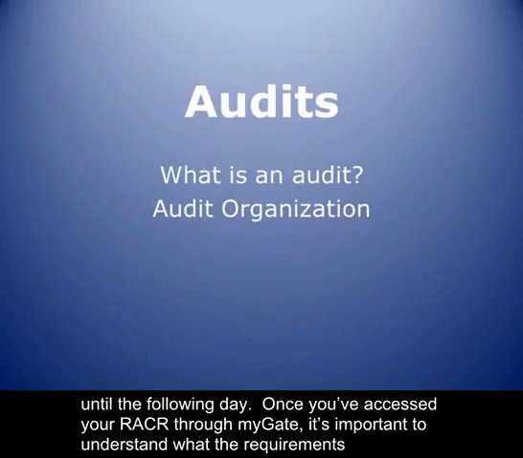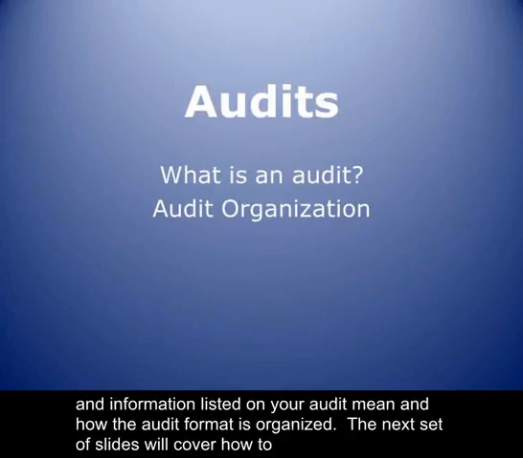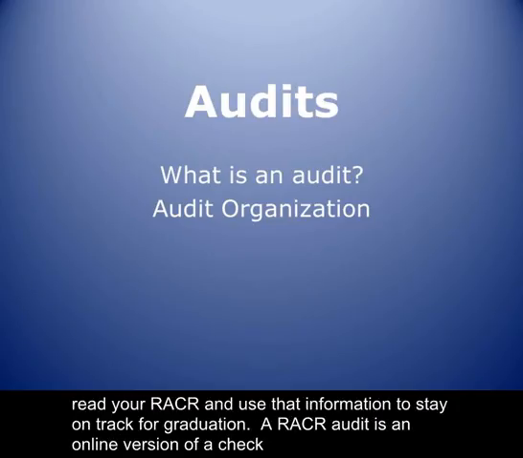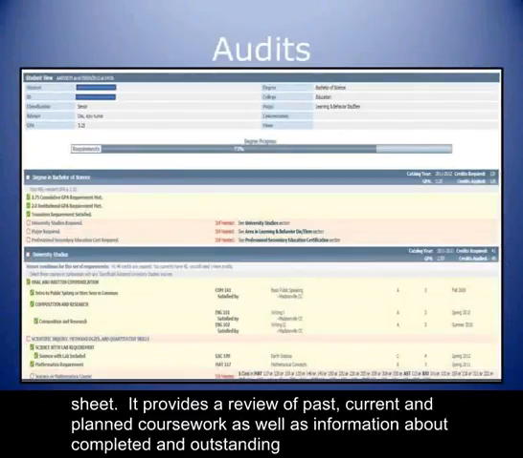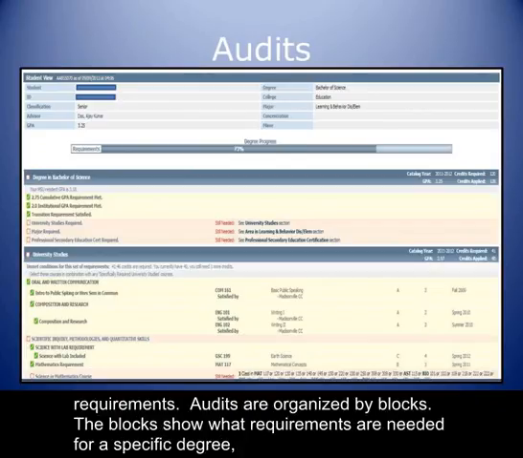Once you've accessed your RACR through MyGate, it's important to understand what the requirements and information listed on your audit mean, and how the audit format is organized. The next set of slides will cover how to read your RACR and use that information to stay on track for graduation. A RACR audit is an online version of a check sheet. It provides a review of past, current, and planned coursework, as well as information about completed and outstanding requirements.